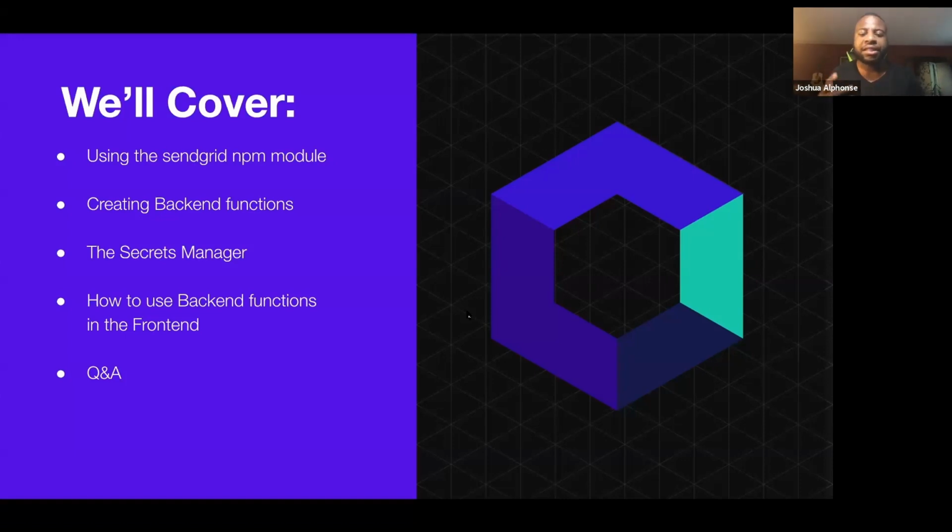We're going to learn a bit about the secrets manager and how to securely place your API keys within the dashboard, so you don't have to have them inside your code. We're also going to see how to import the backend functions that you created into your front end so that you can use different UI elements to connect to these functions. We'll also have some time for Q&A at the end. But don't forget, you can also ask questions in the chat.